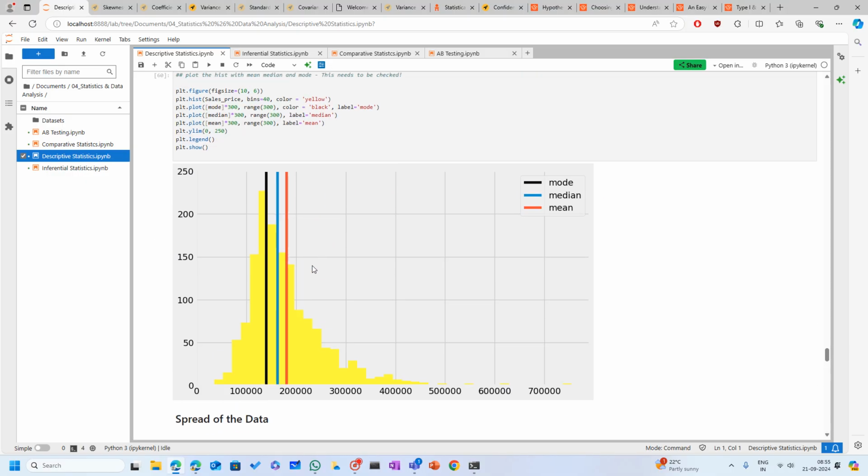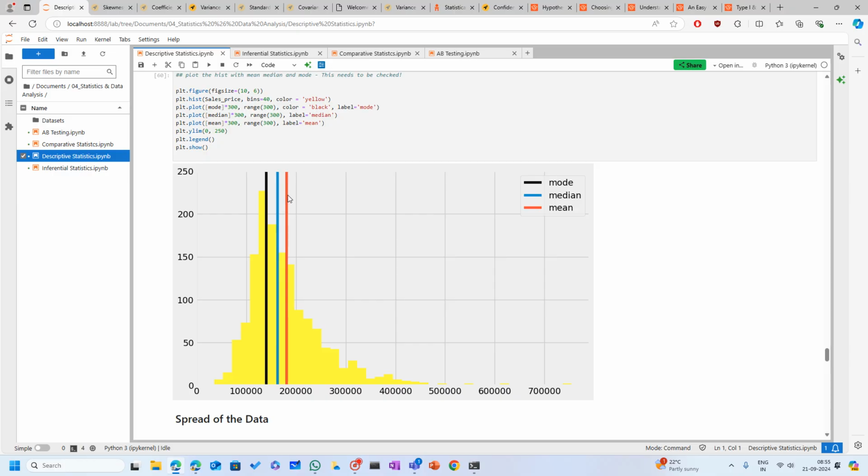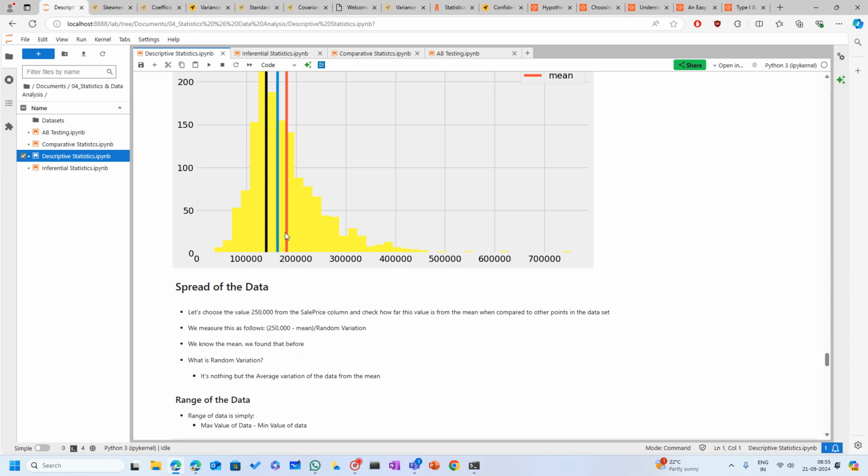Okay, next thing is we are visualizing mean, median, mode. Mode will always be on the left side, median would be in the middle, and mean would be on the right side, which means mean will be smaller than median, and median would be smaller than mode. That's what we are saying here.